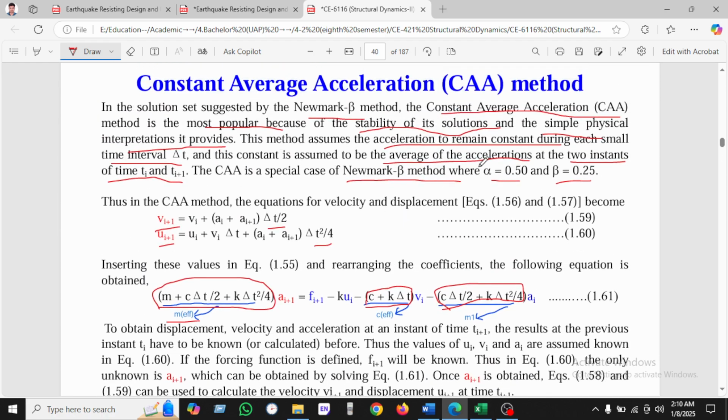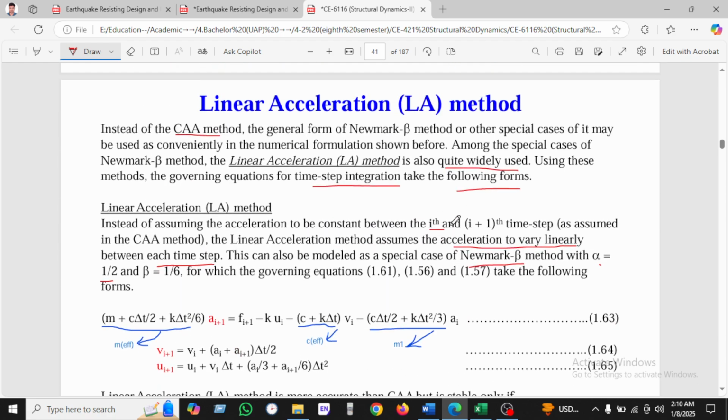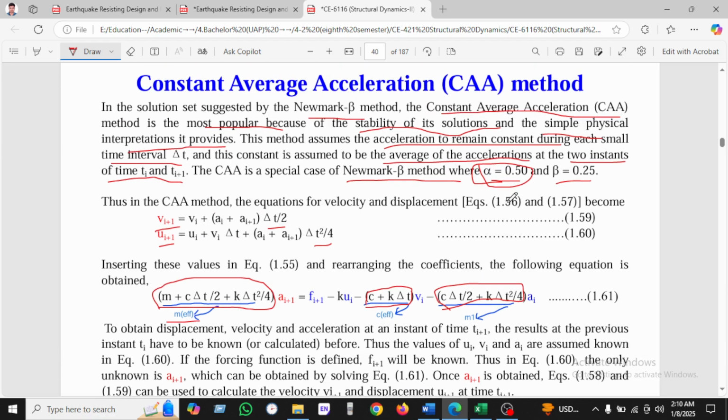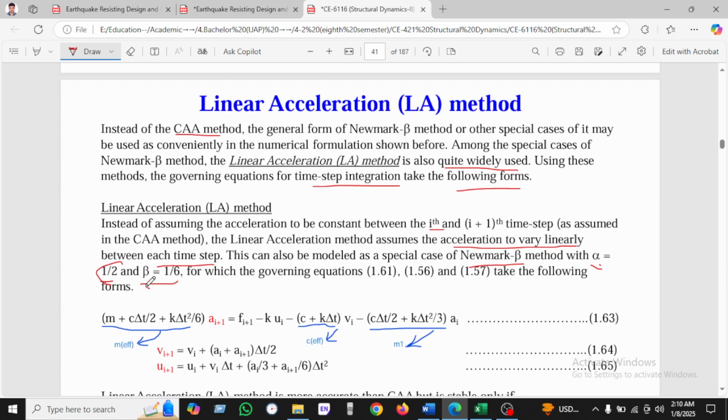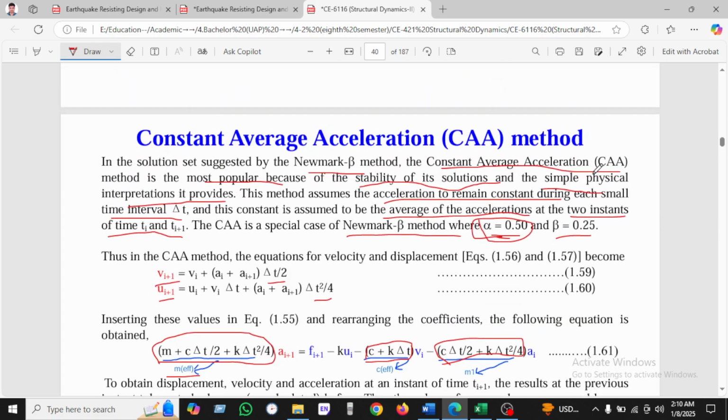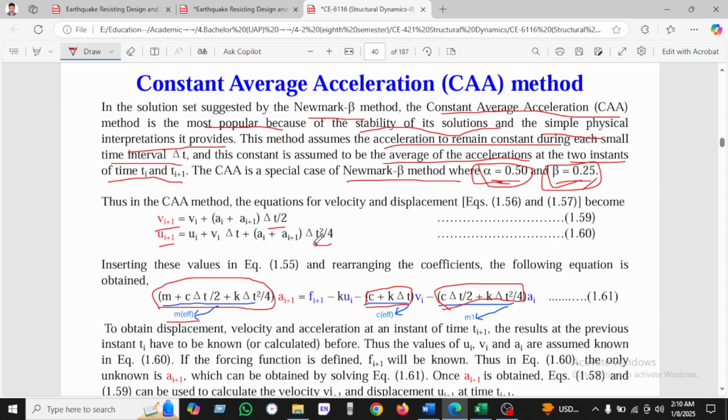The special case is the Newmark-Beta method, where alpha is 1 divided by 2, which is 0.50. On the other hand, looking at beta: in the constant average method alpha equals 1 by 2, which is 0.50, and beta is 1 divided by 4, while in the linear interpolation method beta is 1 by 6.